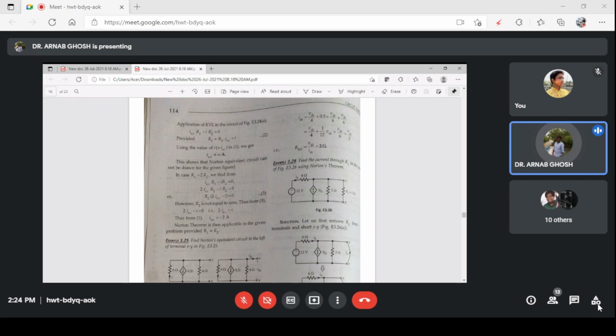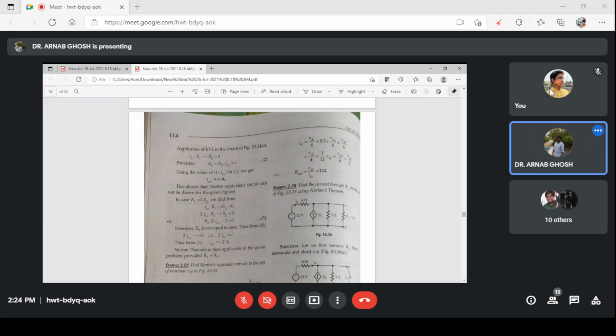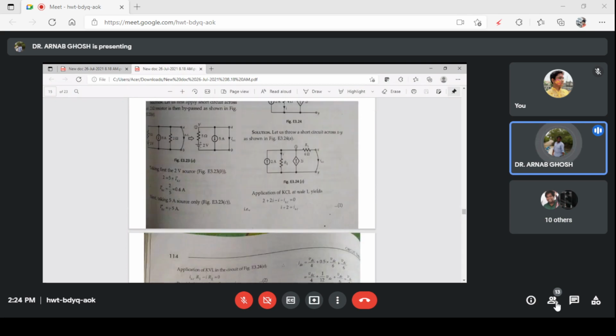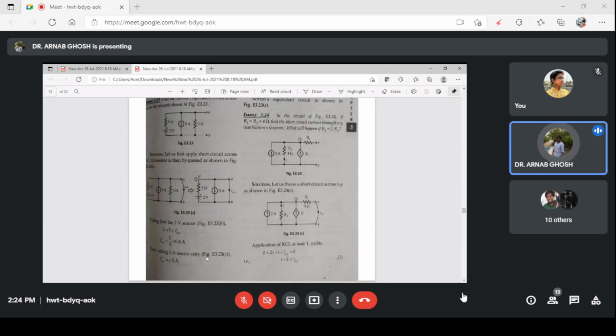Okay, now you see the next condition that has been given to you here. See, for part 2 it has been given. Just focus on the question. What will happen if R1 is equal to R2? So you are having basically two equations.